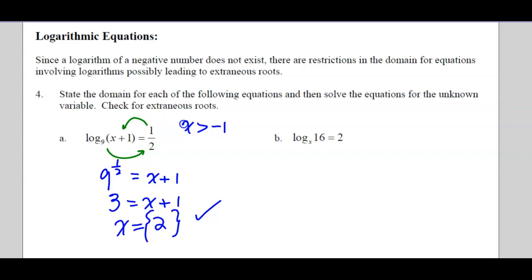Because the other solution you get would be -4. That doesn't work. Here, in this one? Plus minus?